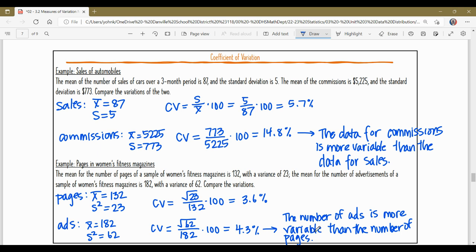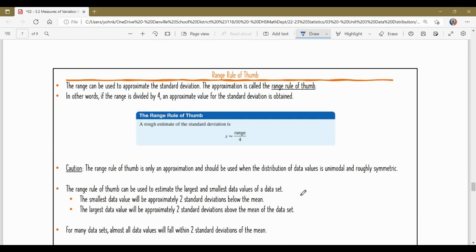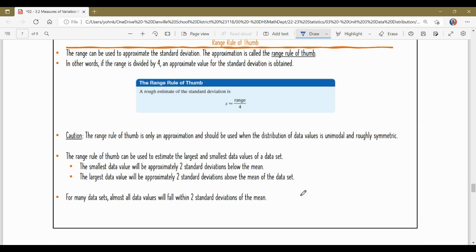Awesome. So we've talked about variance and standard deviation. We've talked about coefficient of variation. Let's talk about one more way to find standard deviation, and that's something called the range rule of thumb. The range rule of thumb is when you want to estimate what the standard deviation is, and all you know is what the biggest and the smallest number is. You have absolutely no idea what the different values are in the list. All we know is the biggest and the smallest. So we can use this range to approximate the standard deviation.